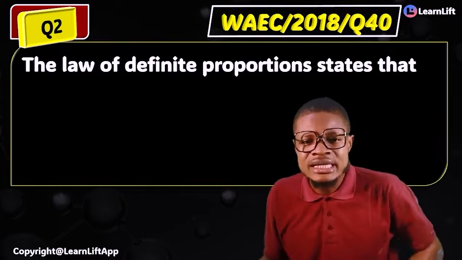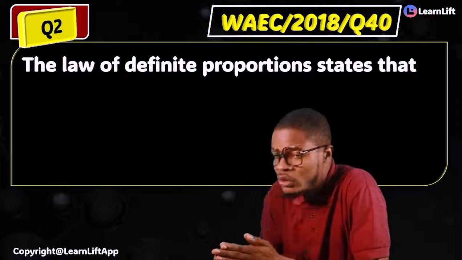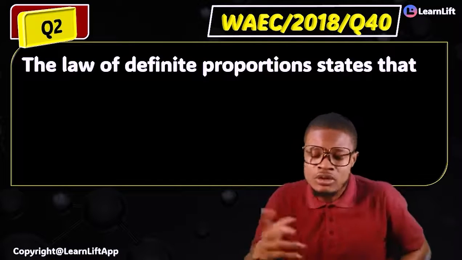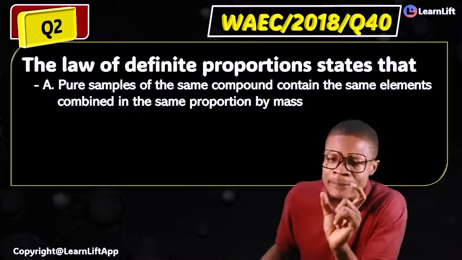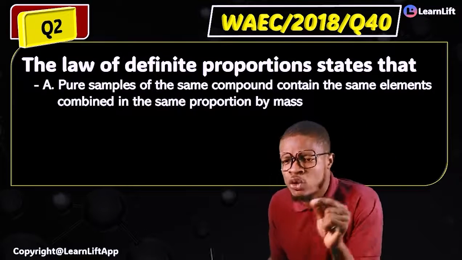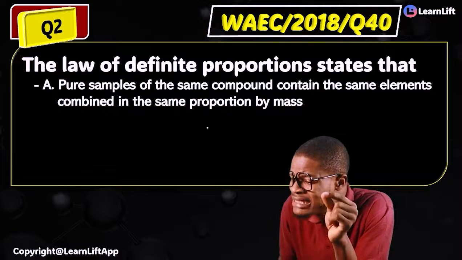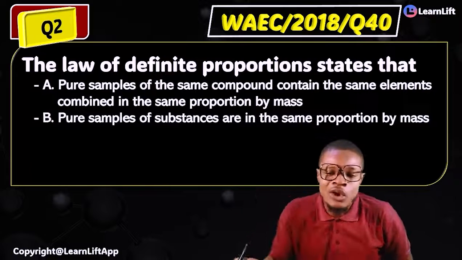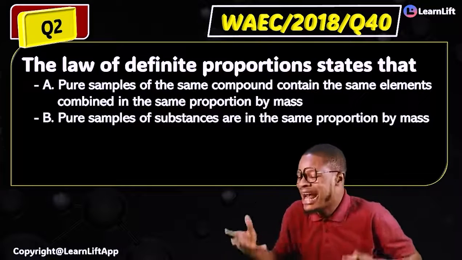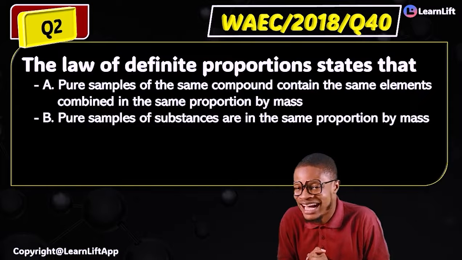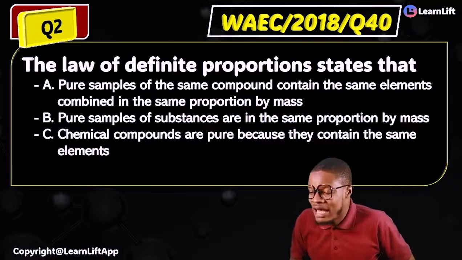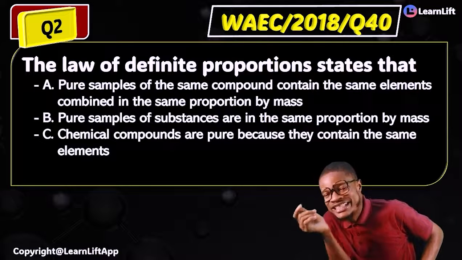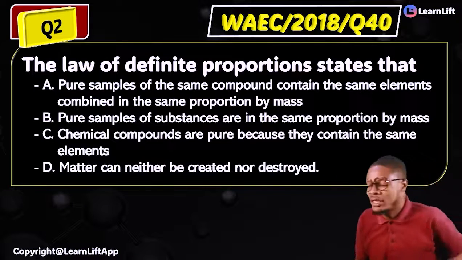The question says, the law of definite proportion states that... It's a constant question. What does it state? Option A, all pure samples of the same compound contain the same elements combined in the same proportion by mass. Option B says, pure samples of substances are in the same proportion by mass. Option C says, chemical compounds are pure because they contain the same elements. Option D says that matter can neither be created nor destroyed.